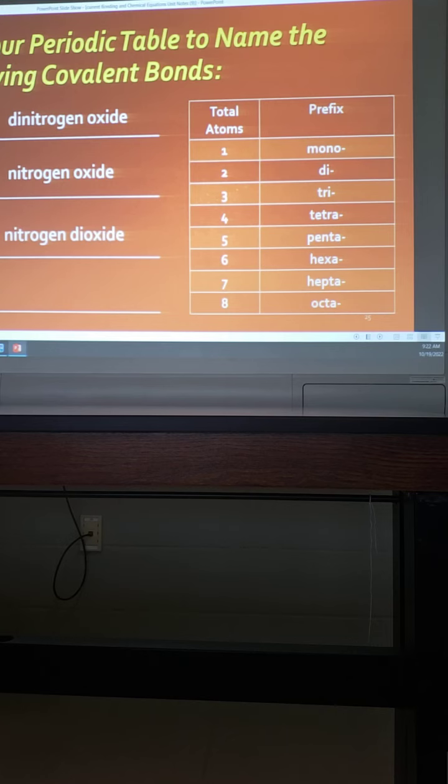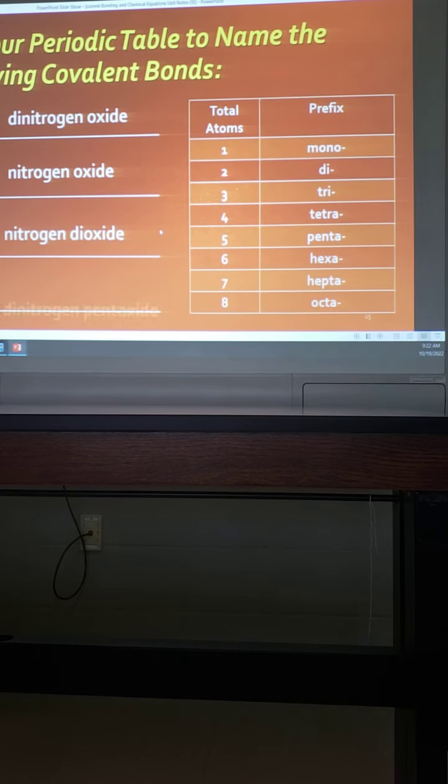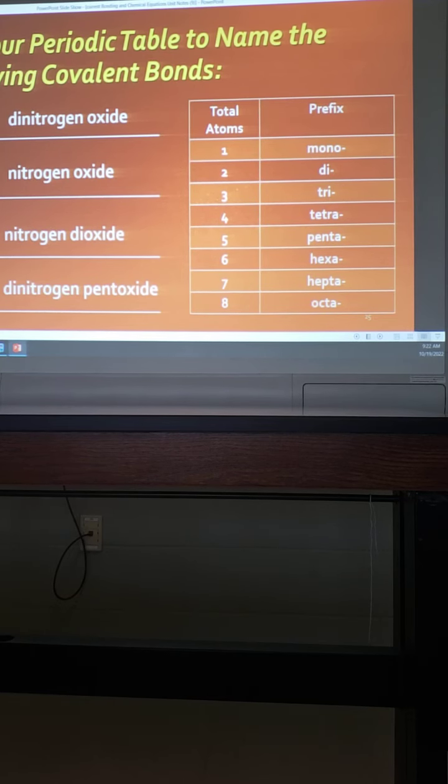Dinitrogen pentaoxide. Very good. Notice how this should be penta, but we're dropping the A off the penta. So you don't say pentaoxide, you just say pentoxide. It just kind of flows together better. Again, if you put the A, I'm not counting it wrong. You're getting the basics of what I need you to get. Okay. Good.